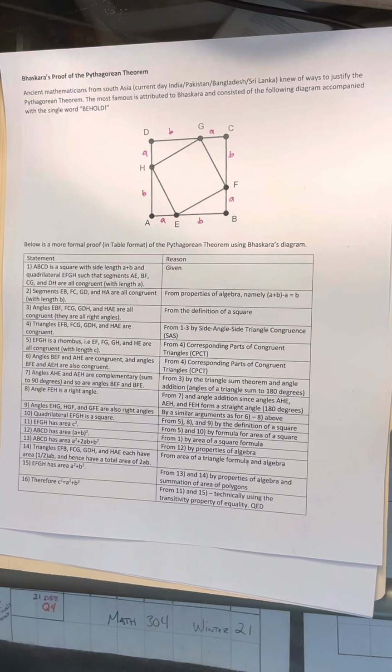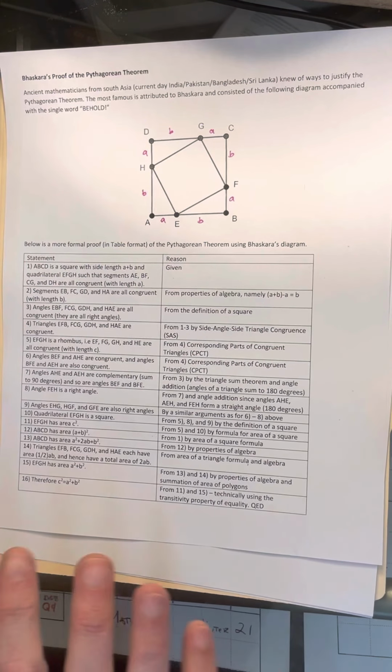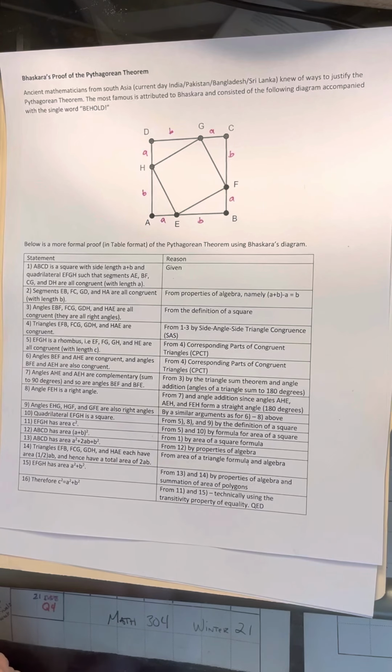Hi everybody, this is a video for Math 240, 341, and I've already added some things, but this handout is given on Canvas. You can get it. And what it is, is a proof of the Pythagorean theorem using this diagram that's attributed to Bhaskara. Actually, I think Bhaskara the second. There's more than one Bhaskara. And he was a mathematician in South Asia hundreds of years ago.